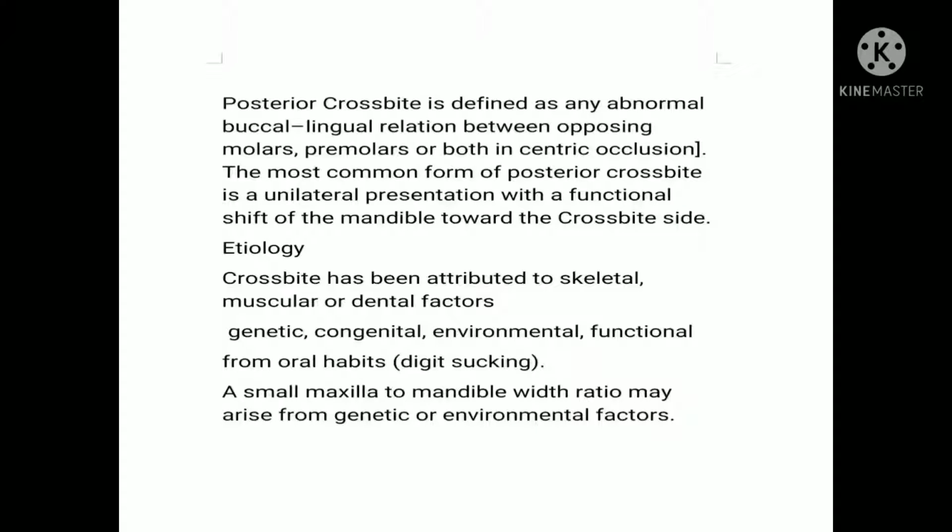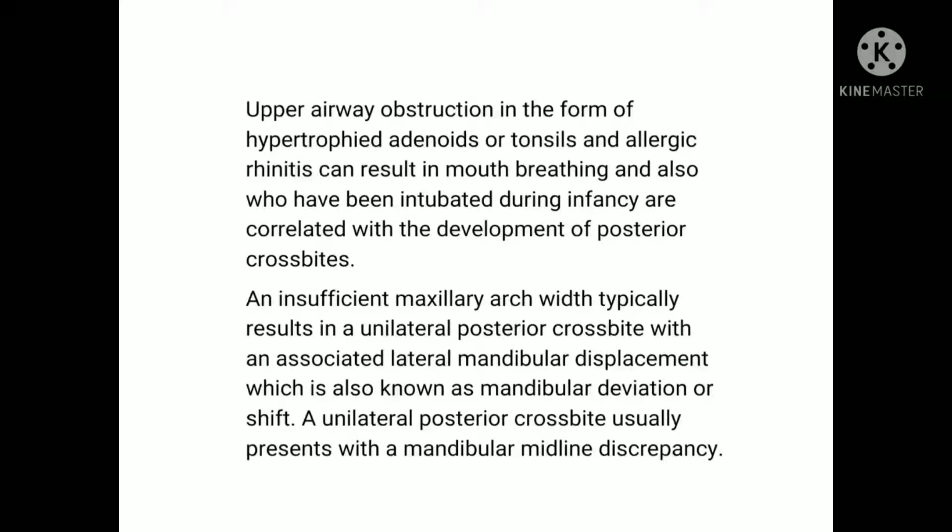So what is the etiology? It can be skeletal, muscular, or dental factors. Then there can be genetic, congenital, and environmental factors. Then there can be functional factors such as oral habits like digit sucking, such as thumb sucking. And then a small maxilla to mandible ratio may arise from genetic or environmental factors. Another cause is upper airway obstruction in the form of hypertrophied adenoids or tonsils, and allergic rhinitis can result in mouth breathing. This would also include kids who have been intubated during infancy. All these factors are correlated with the development of posterior crossbite.